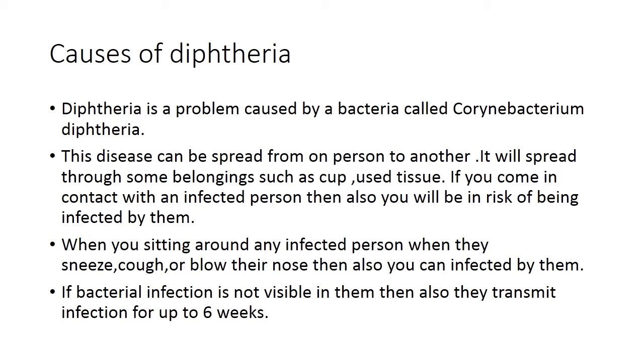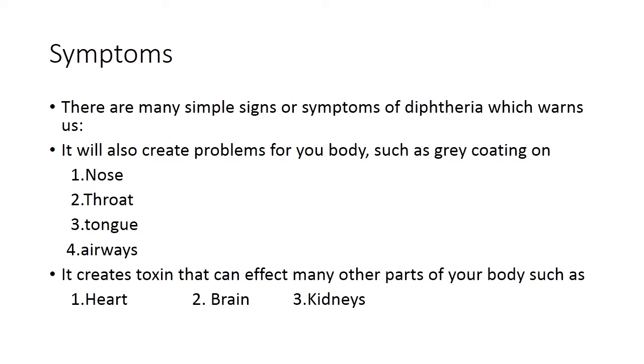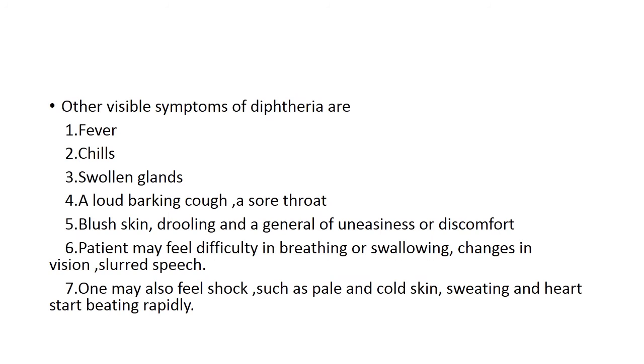And when you are sitting around any infected person, when they sneeze or cough or blow their nose, then you are also affected. And if bacterial infection is not visible in them, then also they transmit infection for up to 6 weeks. Common symptoms are gray coating on nose, throat, tongue, and airways. It creates toxin that can affect many other parts of the body, such as heart, brain, and lungs.